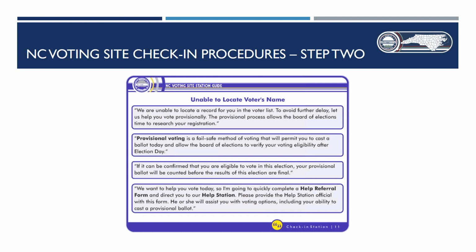Okay, so if you're still unable to locate the voter's name, you should fill out a help referral form and direct them to the help station. They can still cast a provisional ballot, and also during this time, since it's the early voting period, they can go through same-day registration.